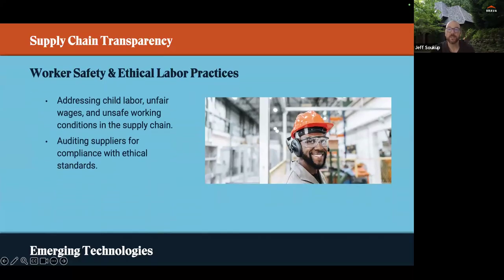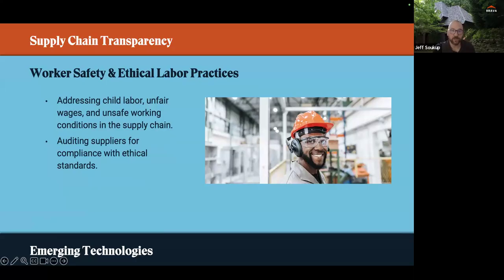Safety and ethical labor practices, again, working with, choosing manufacturers that are not only working to eliminate this, but auditing and making sure that their current suppliers are not participating and their third-party suppliers are being audited properly. A proper audit will be an independent third-party auditor.